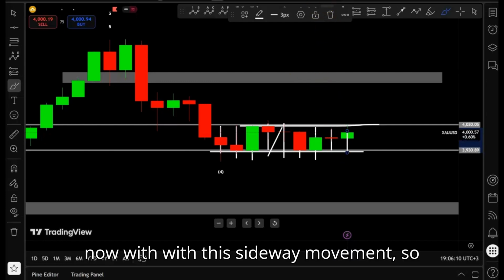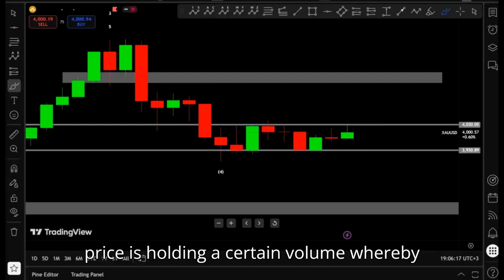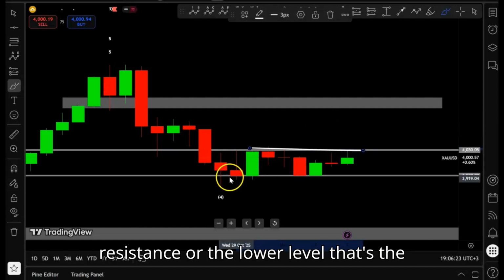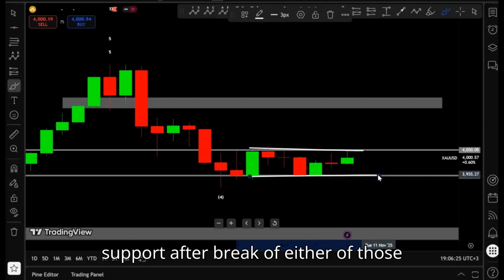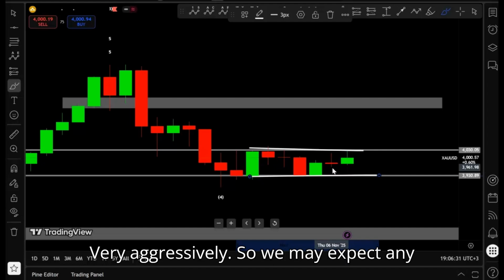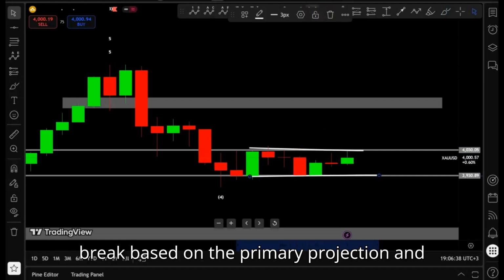So now with this sideways movement, we are expecting that price is holding a certain volume, whereby after a break of either the upper level, now the resistance, or the lower level, that's the support, price is expected to move very aggressively. So we may expect either of those two regions to break based on the primary projection and the alternative projection.